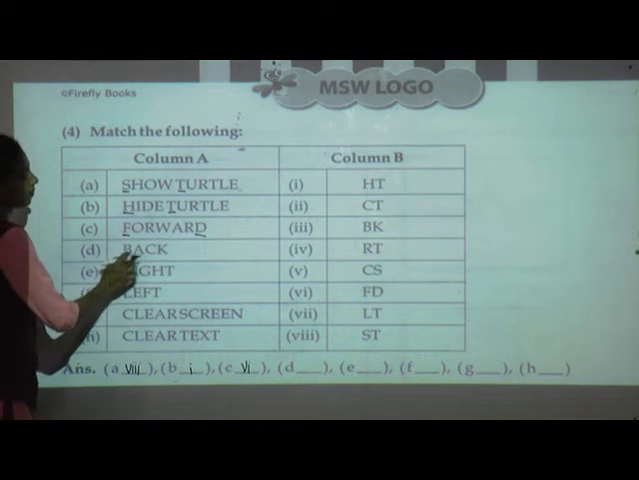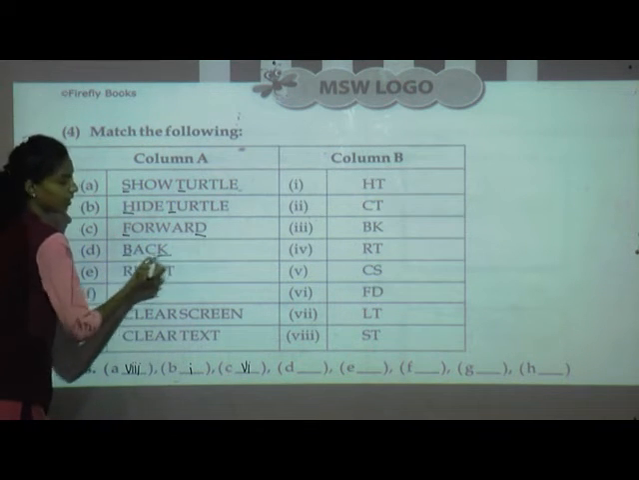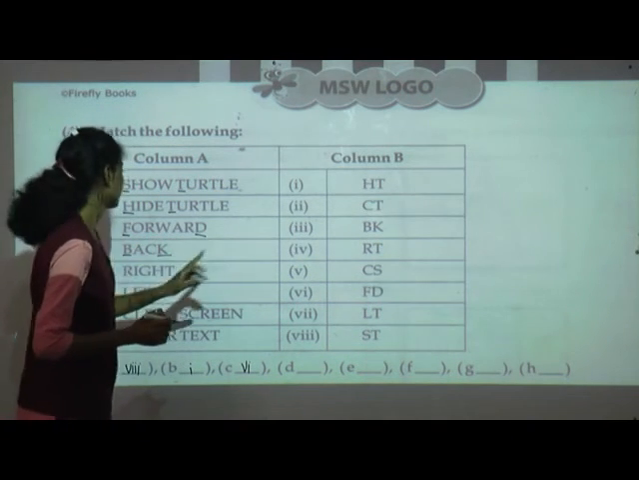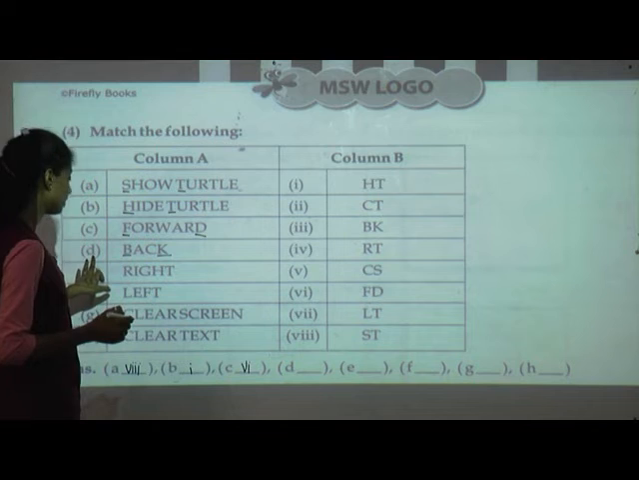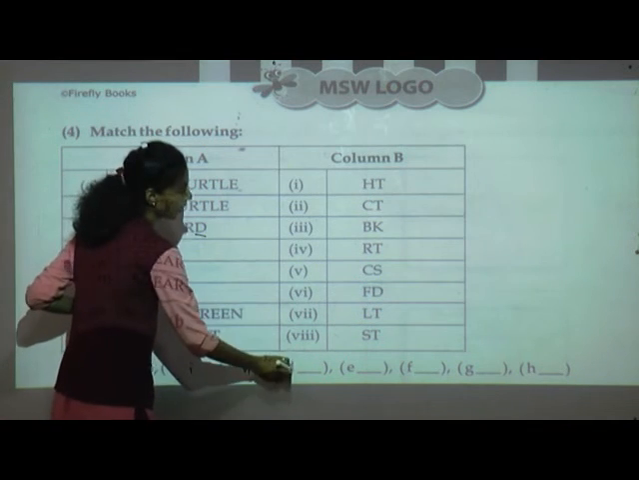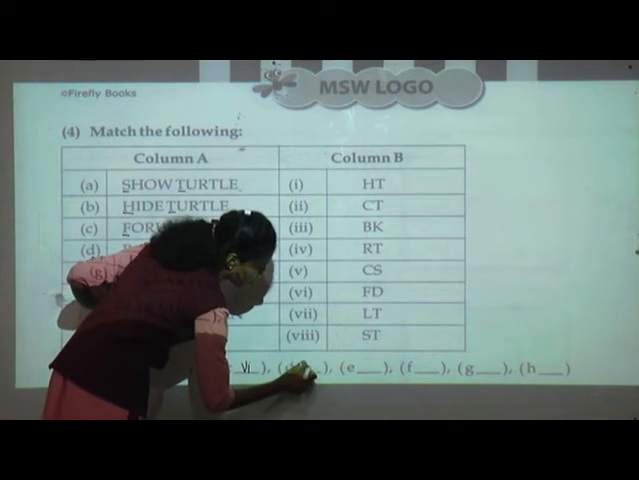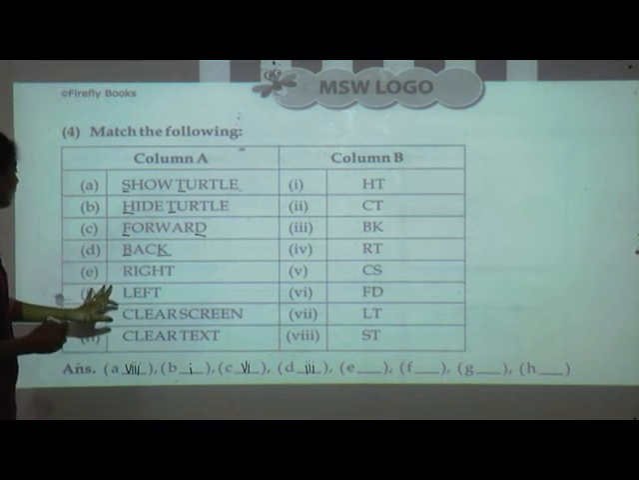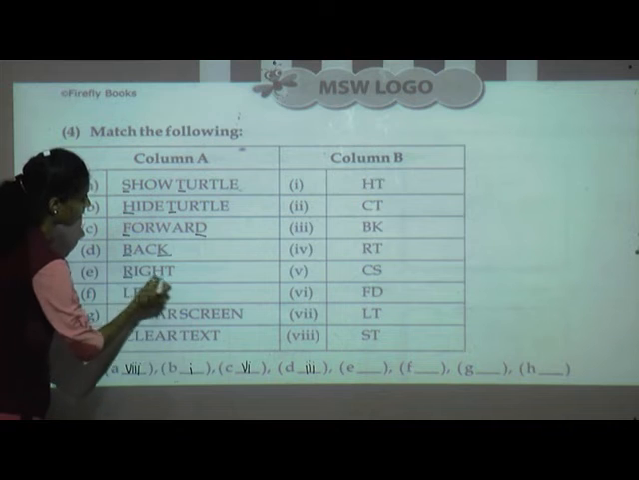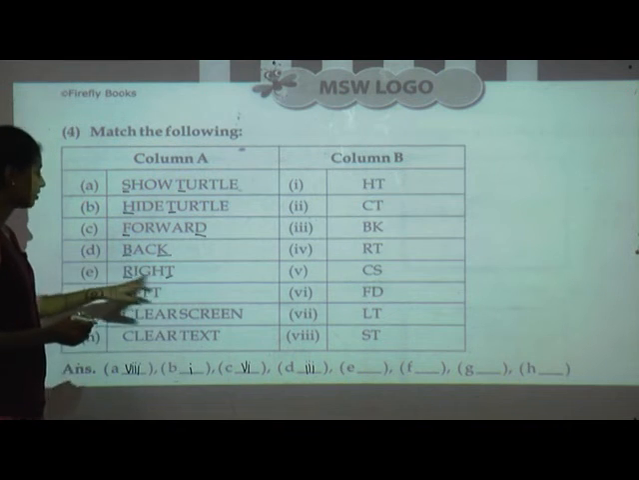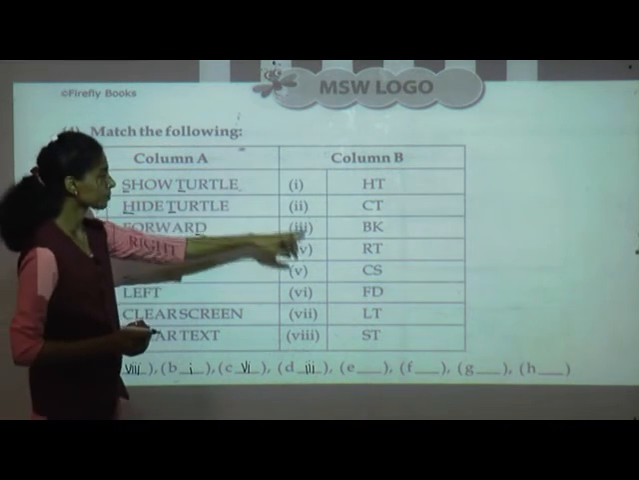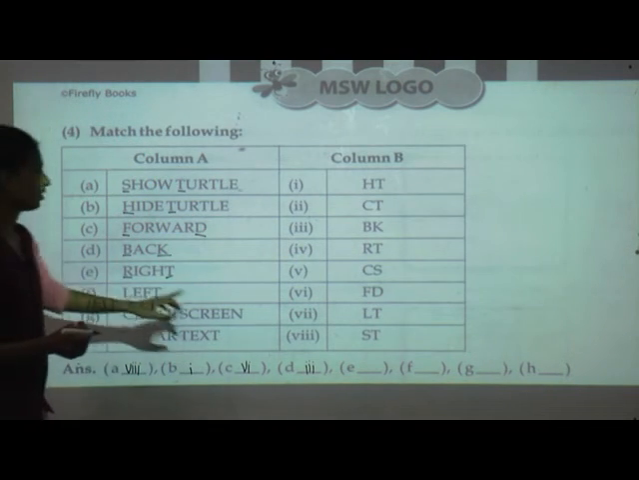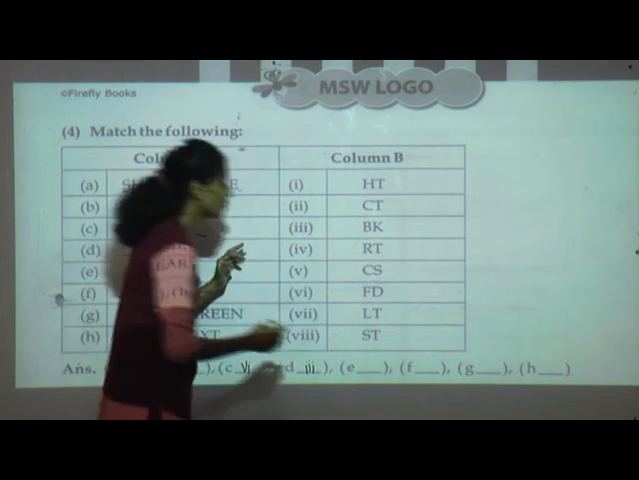Now, next one, back. B, K. Where is the BK? Third one. And this one is D. Then in front of D, we will write 3. Now right: RT. Where is the RT? Fourth one, RT. And this one is E. In front of E, we will write 4.